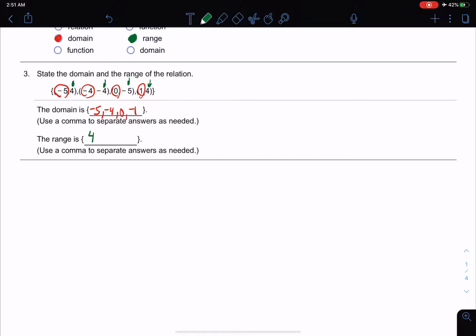So 4, -4, and -5. I checked it, and MyLab takes that as an answer that way, and you could also write it in ascending order from smallest to largest, -5, -4, and 4 if you wish.